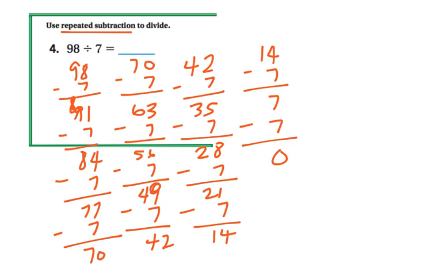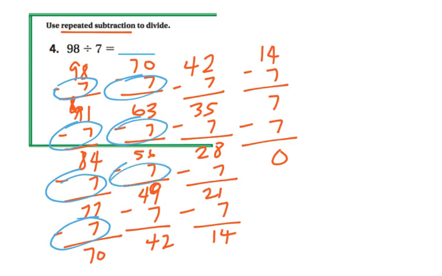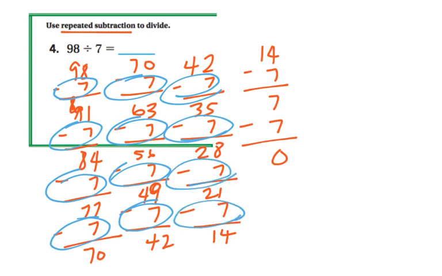And now I'm going to go count how many times I took 7 away. 1, 2, 3, 4, 5, 6, 7, 8, 9, 10, 11, 12, 13, 14. So it looks like 98 divided by 7 is 14.